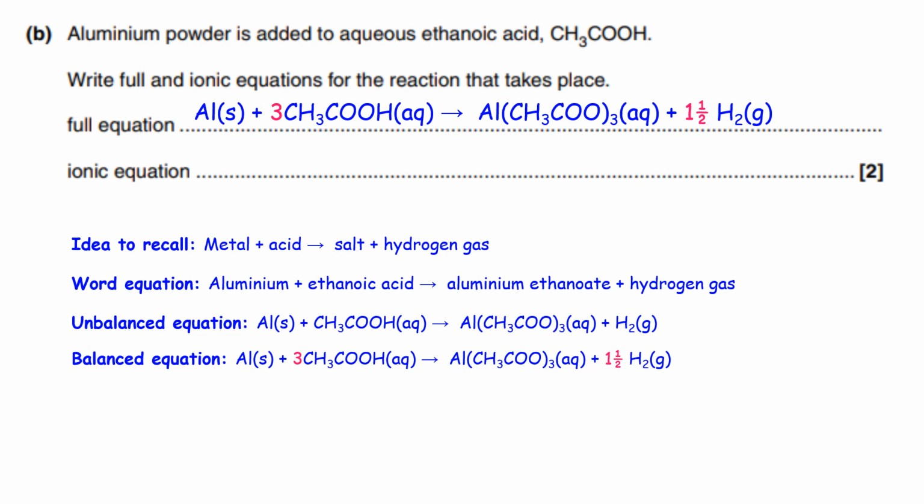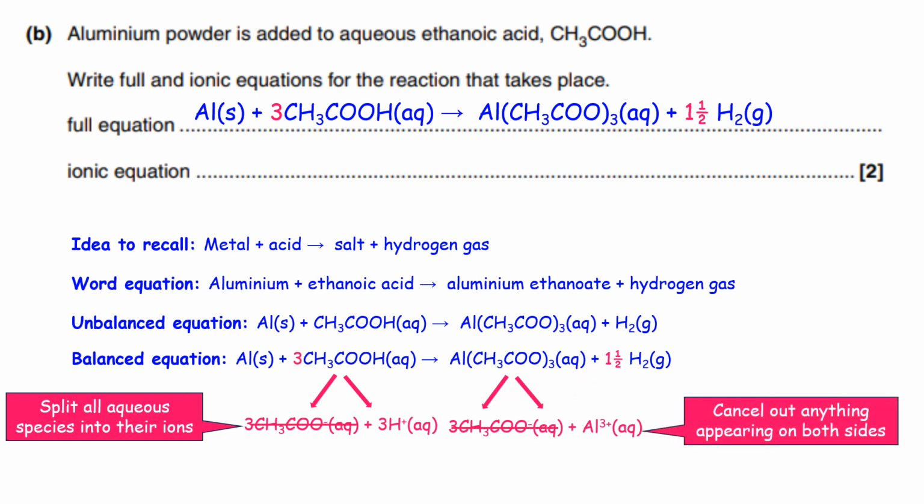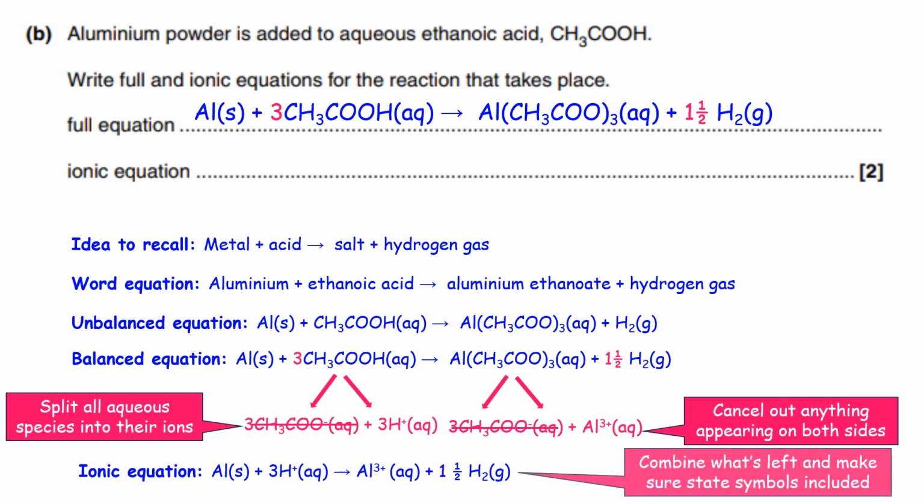So now let's construct the ionic equation. The first thing to do is to split all the aqueous species, your ethanoic acid and your aluminium ethanoate in this case, into their ions. You cancel out anything common on both sides, so that's the ethanoate ion, all 3 of them on both sides, and whatever is left behind, you use that to construct your ionic equation, and you include state symbols. So we put that up at the top as well.